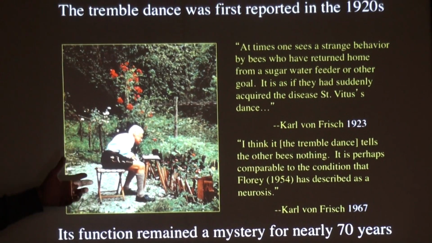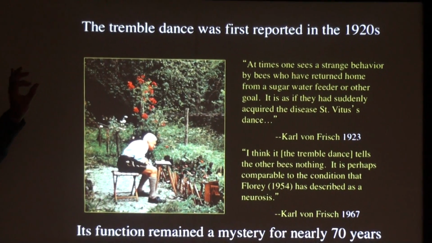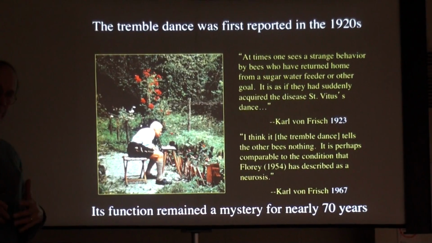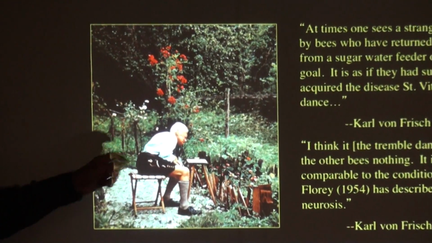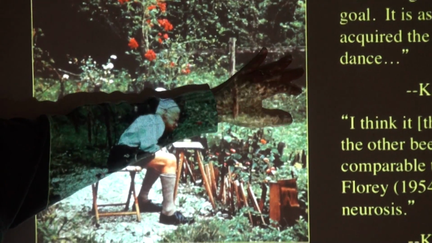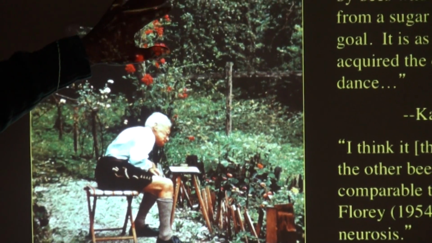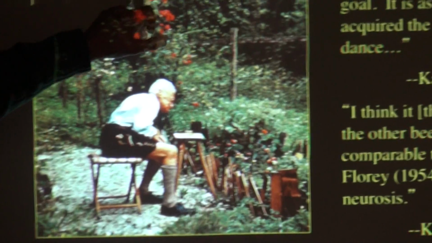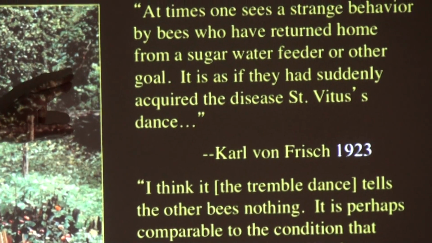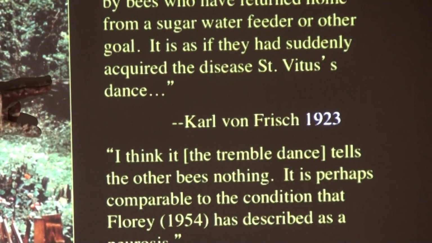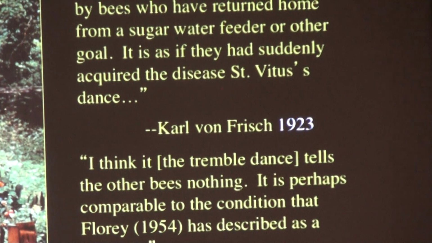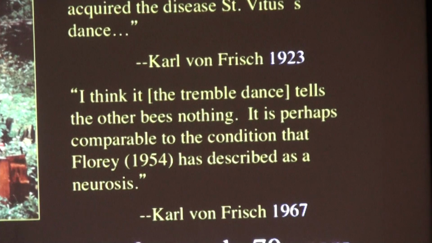Very famous Austrian zoologist. And he was the first person to give a scientific description of the tremble dance. And I've translated his early German description into English, and it reads as, "At times one sees a strange behavior by bees who have returned home from a sugar water feeder or other goal. It is as if they had suddenly acquired the disease St. Vitus's dance."